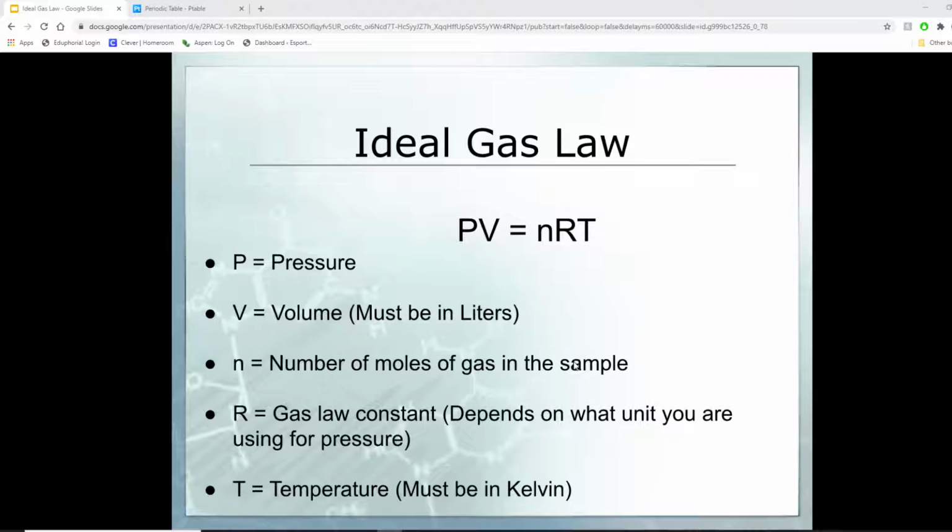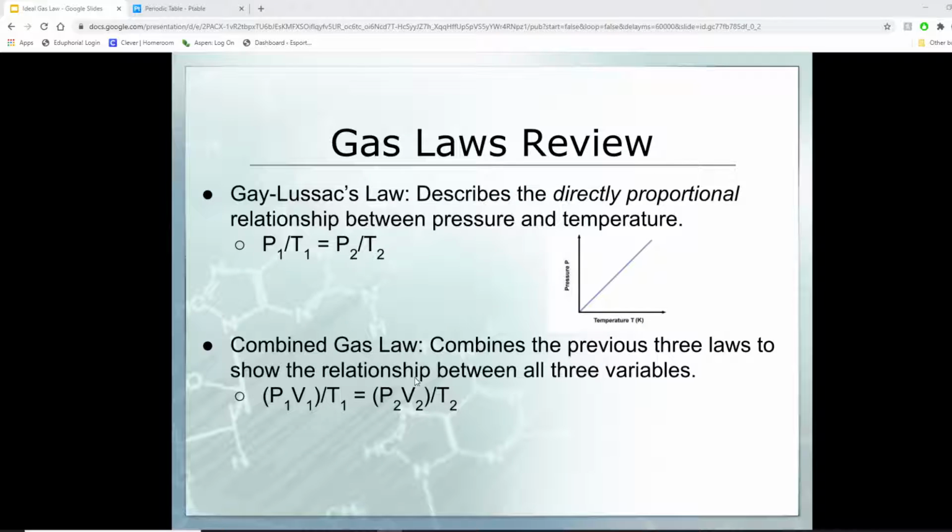So the one we're going to be talking about today is the ideal gas law. And the difference between when we use this and when we use any of those other ones we talked about before is that these ones have to do with changing some of these variables and seeing how it affects the other ones, right? You change pressure and you see what that does to volume and temperature, or you change one of them and you see what it does to the other two.